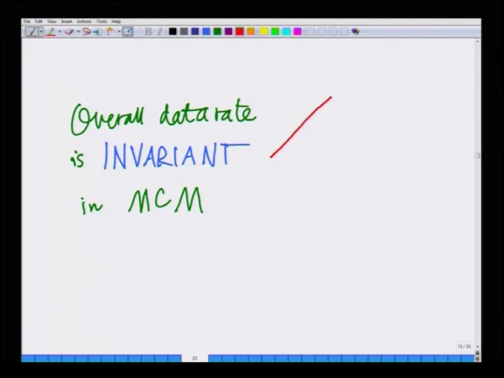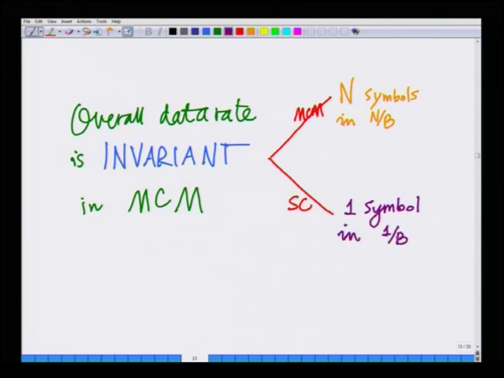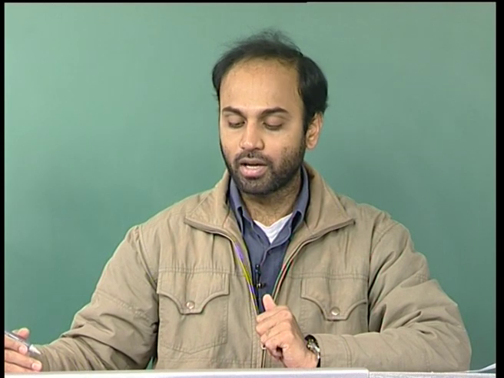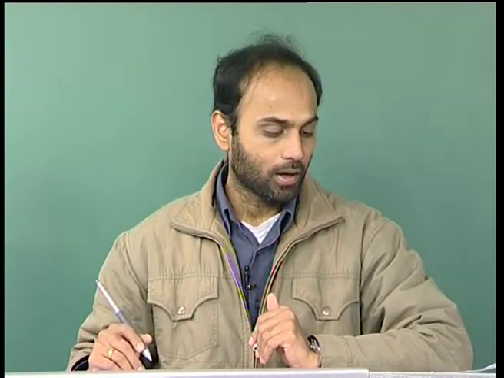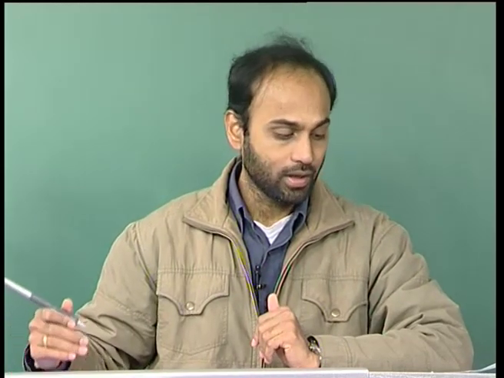In a multi-carrier modulation system, MCM, I am transmitting n symbols in n over b. We already saw this earlier. In single carrier, or SC systems, I am transmitting one symbol in 1 over b. So, in multi-carrier I am transmitting n symbols in n over b, and in single carrier I am transmitting one symbol in 1 over b. So, the net is that the symbol rate is b symbols per second, and this we have already seen. So, from single carrier to multi-carrier systems, there is no overall change in the data rate. So, what is the advantage?